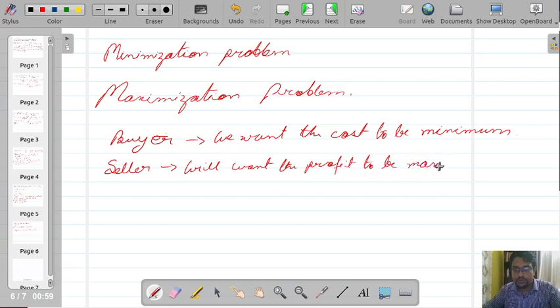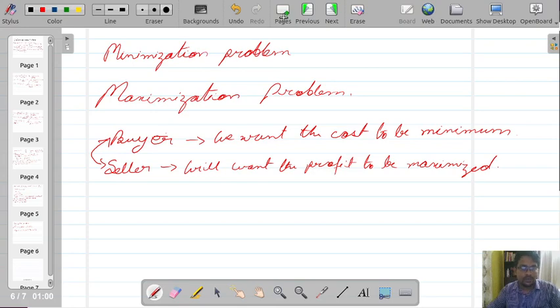Okay, so you may ask, what if I want the profit to be minimized? In that case there is no problem, whatever business you are doing, it will just fail. So the normal economics theory says that the buyer always wants the cost to be minimum and the seller always wants the profit to be maximum. That is the usual way of doing things. So these are the two categories of LPP, minimization problem and maximization problem.